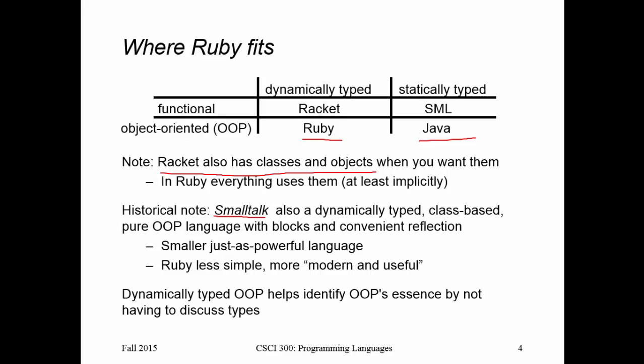Actually, this is the first OOP language. It's very famous. It's very small, but very powerful. Ruby, you can also see, is very simple and modern and useful, because it's OOP, it's easier to do systematic programming.